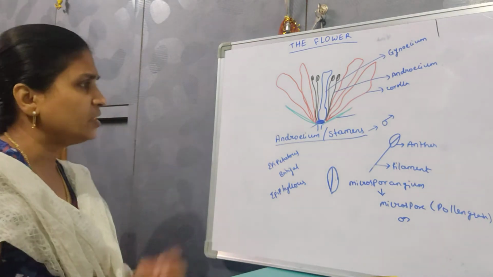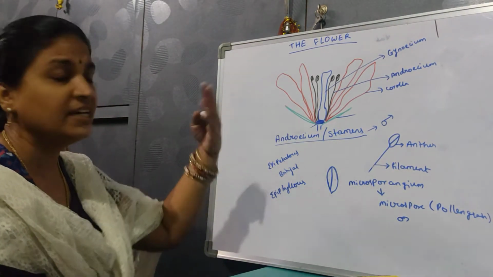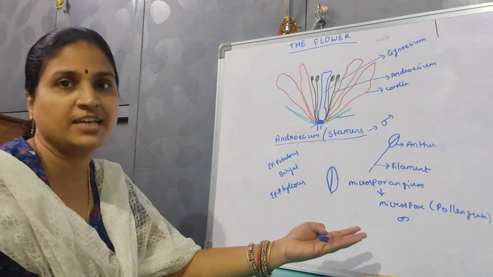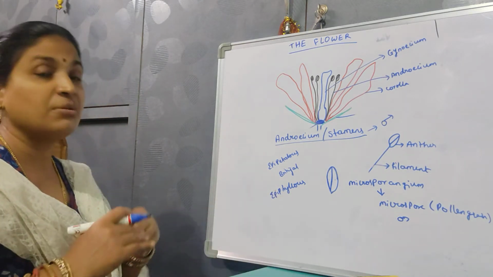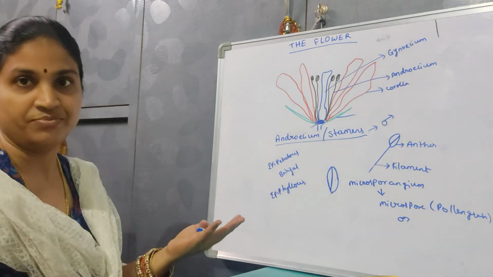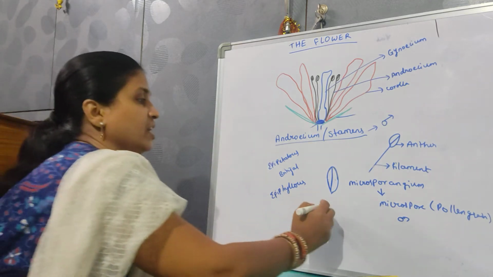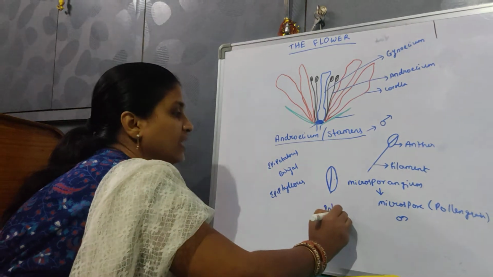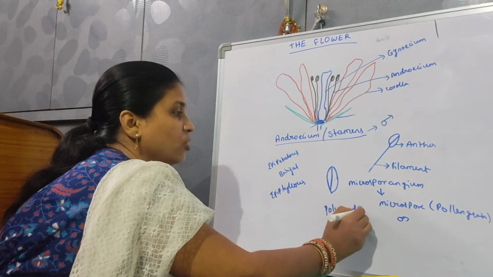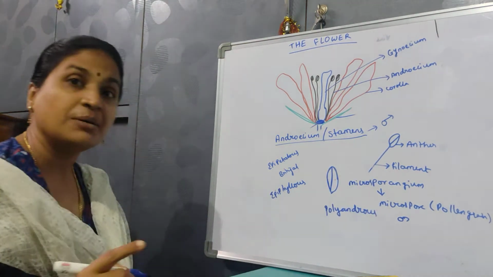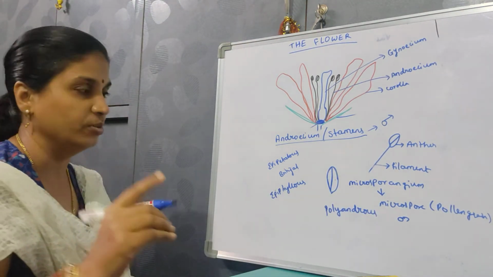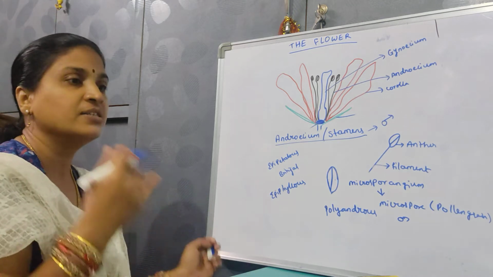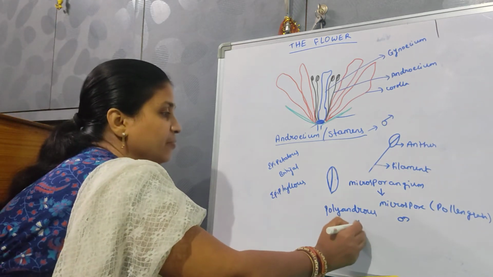Then sometimes in some flowers many stamens will be present. These stamens can be free. In some plants these stamens are free, hence it is called polyandrous. When they are free, they are called polyandrous. Sometimes these stamens fuse into one tube-like structure. The fusion is called adelphy.